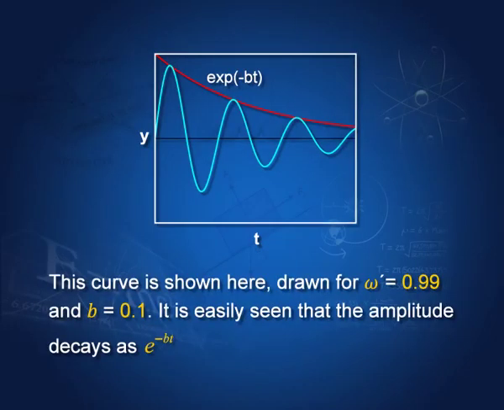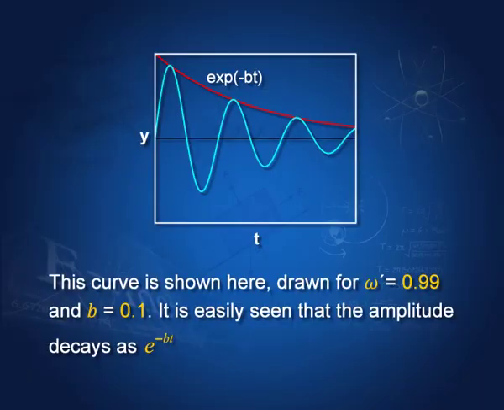We will show you by graph. The oscillations take place as before, but the amplitude was here, then smaller, then smaller, and so on. The amplitude is decaying, and this is the decay curve, so to say, exponential e to the power minus bt. This is the curve which shows that the amplitude is decreasing, the amplitude is damped.